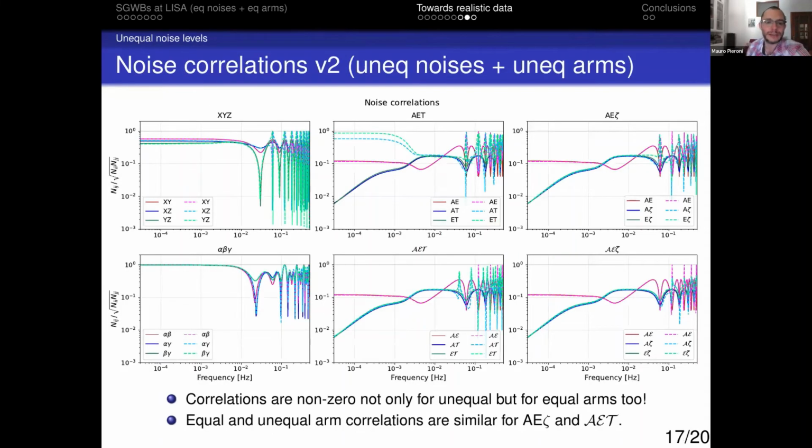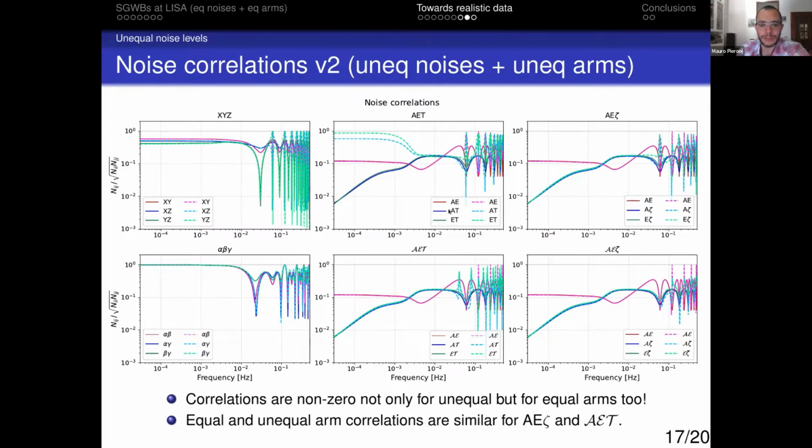Signal response is not going to be impacted by this, but noise correlations are going to be impacted. So let's first look at this. Keep in mind that for the equal arm case, both in this column and in this column, we are not expecting to see anything for cross correlations. On the other hand, adding unequal noise levels is making the equal arm noises correlated. This is already one big difference.